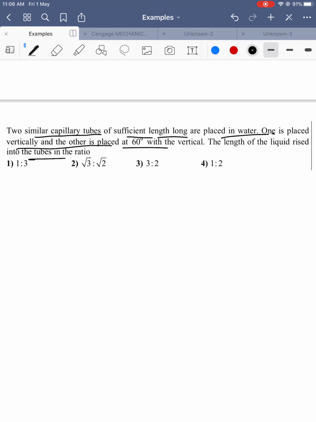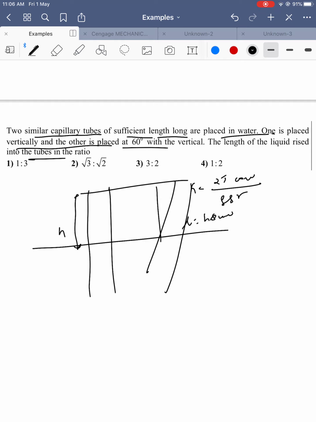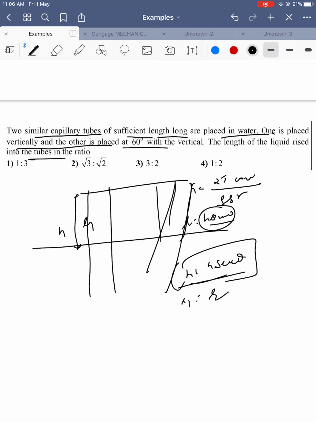Length of the tube which is raised. See, when you place the liquid inside, the height h is equal to 2T cos theta by rho g r. Whether you place it inclined or anywhere, the height will be the same. Length L is equal to h secant theta. So h to h secant theta will be the ratio of length L1 to L2. Why, sir? L1, and it is inclined, so L2.